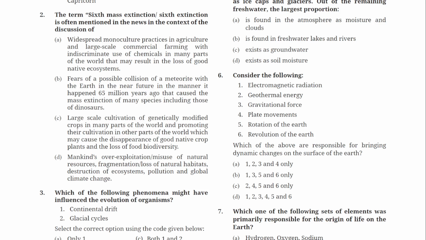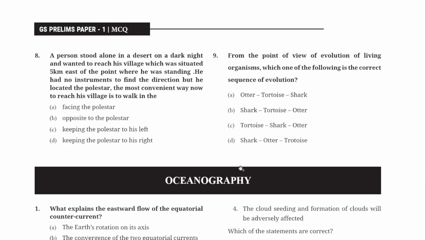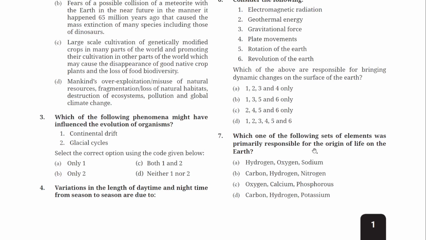Plate movement results in continent building. Rotation of the Earth induces Coriolis force in the mantle of the Earth, which leads to mantle convection. And revolution of the Earth causes changes in seasons. So almost all the options will bring changes on the surface of the Earth. So option is D.